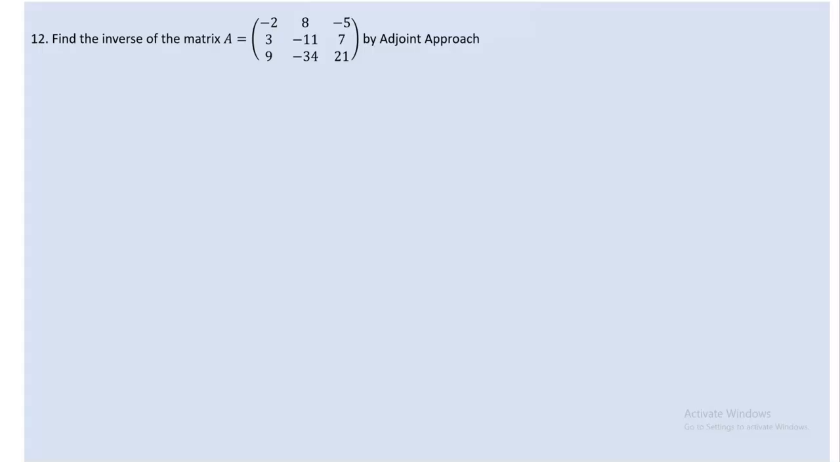Basically, in order to find the inverse of a square matrix, there are different kinds of approaches. One is using the Gauss-Jordan elimination method, and the other is using the adjoint approach. There is also another approach, but for the time being, let me show you how the inverse of this matrix can be obtained by using the adjoint approach. So the idea is as follows, so please follow me.